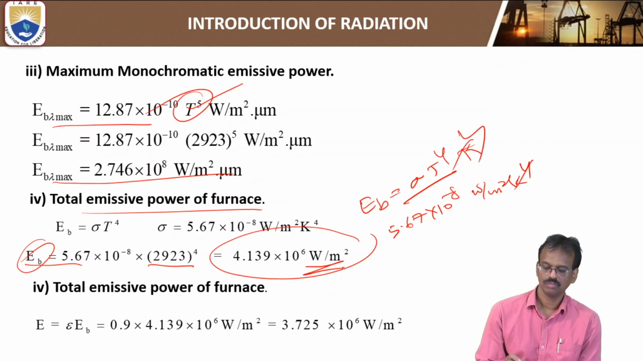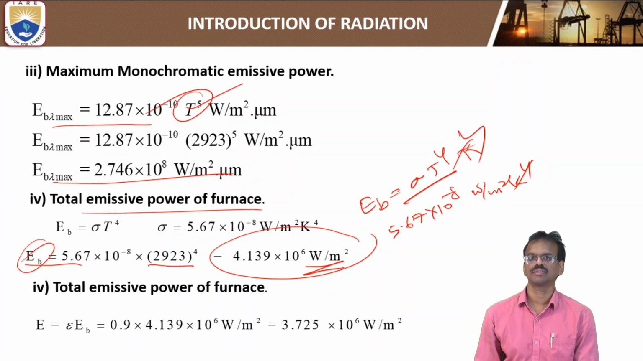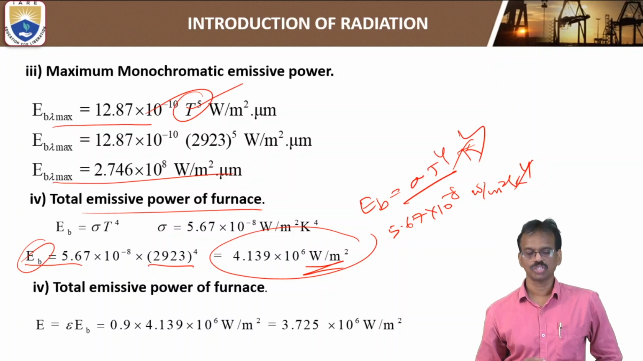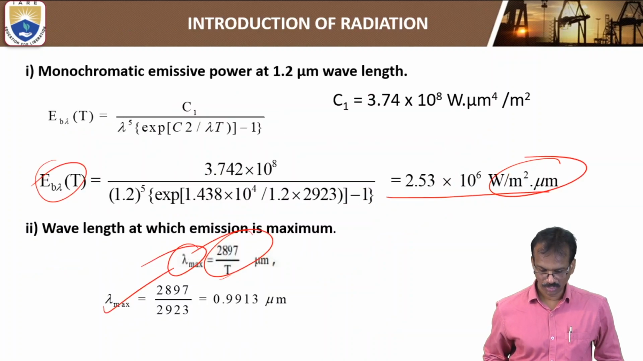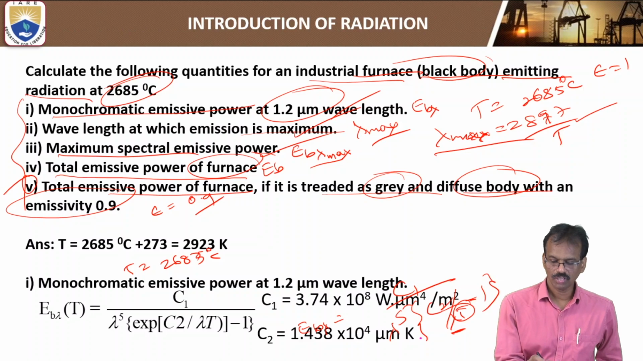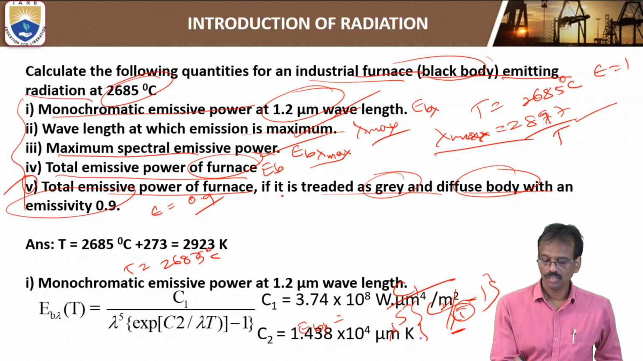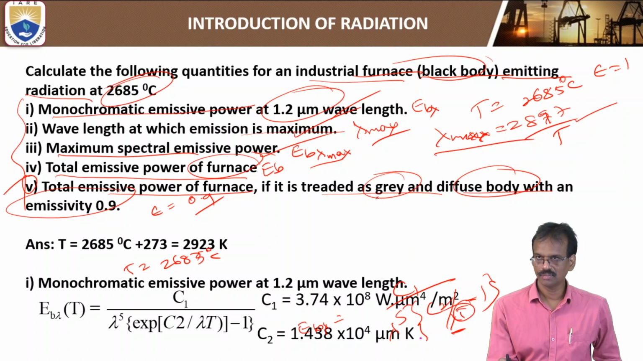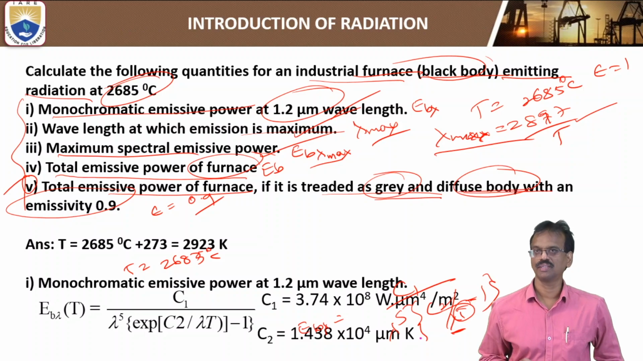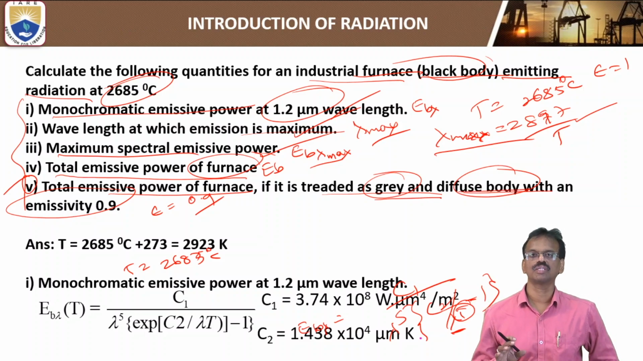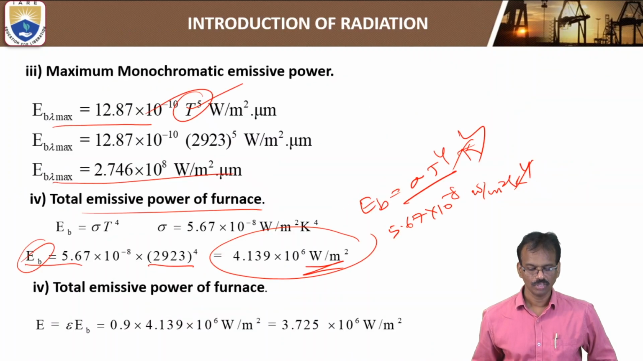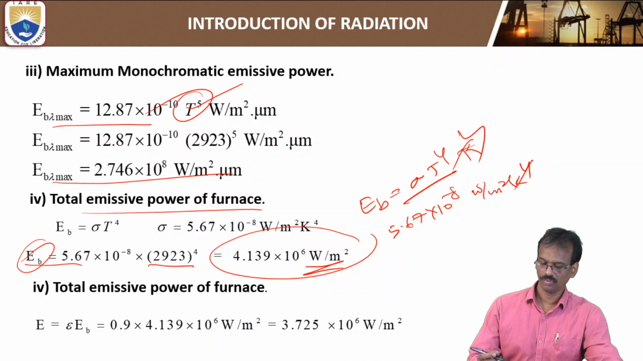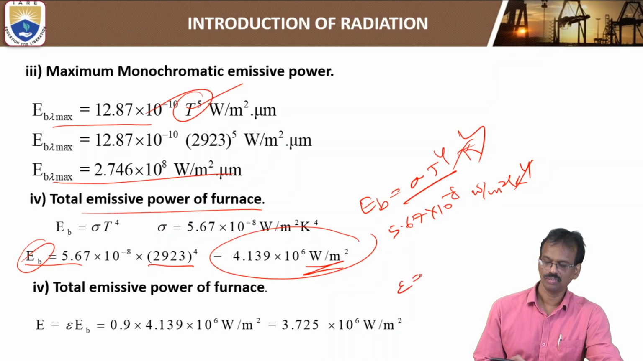We'll get the watt per meter square. Okay, so the last point. What is the last point? Total emissive power of the furnace. What is the condition? If it is treated as a gray and diffuse body. Gray and diffuse body means you have to consider the emissivity. If you consider the emissivity, according to Kirchhoff's law, you know that emissivity formula.